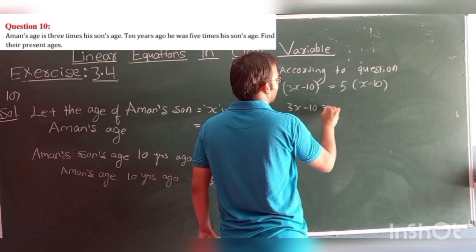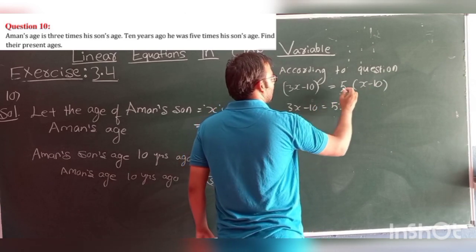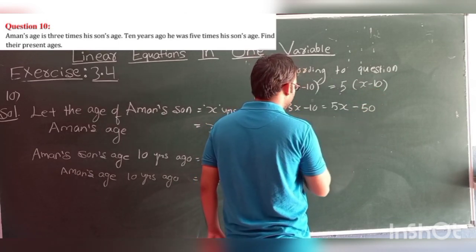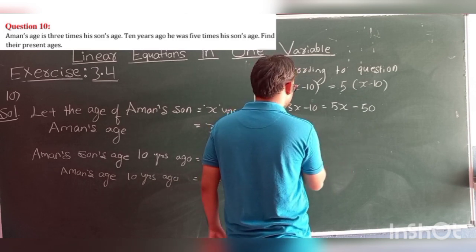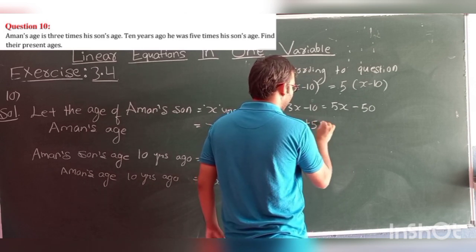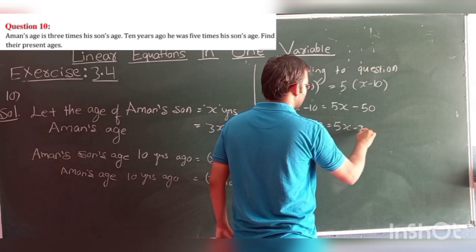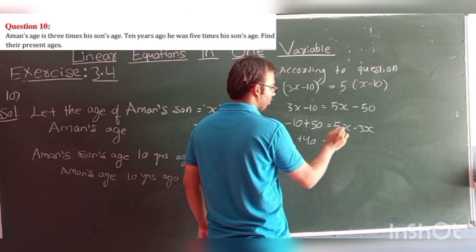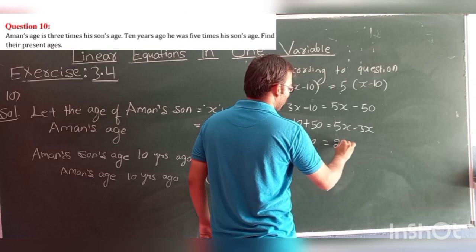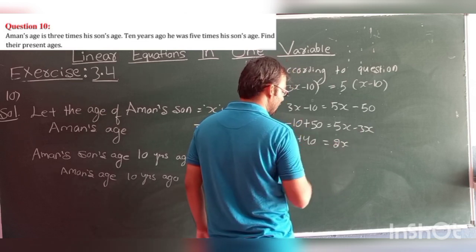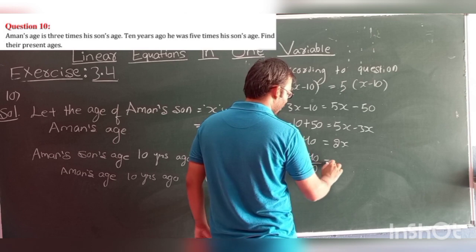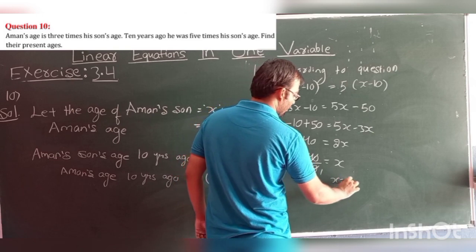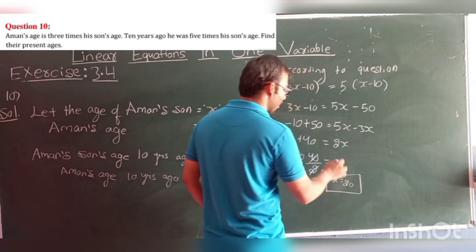3x minus 10 equals 5 into x is 5x, plus into minus will be minus, 5 tens are 50. Transpose this minus 50 towards the left side and transpose 3x towards the right side. So it will be minus 10 plus 50 equals 5x minus 3x. Now minus 10 plus 50 will be what? Plus 40. 5x minus 3x is 2x. Now you transpose 2 towards the left side, that is 40 by 2 equals x. 2 ones are 2, 2 twenties are 40. So what value of x have we got, students? We have got the value of x as 20.